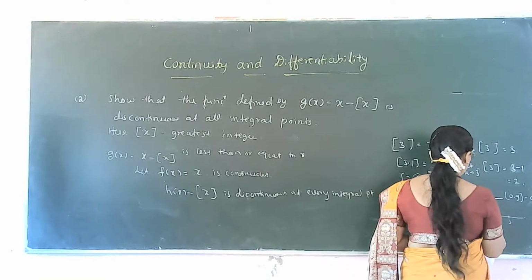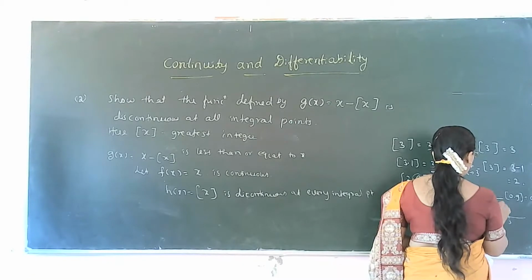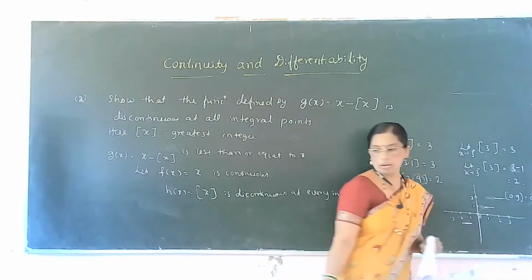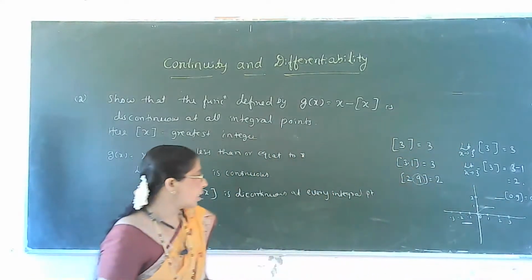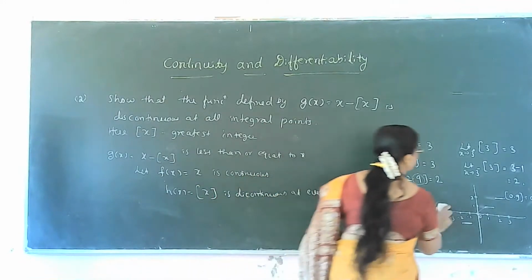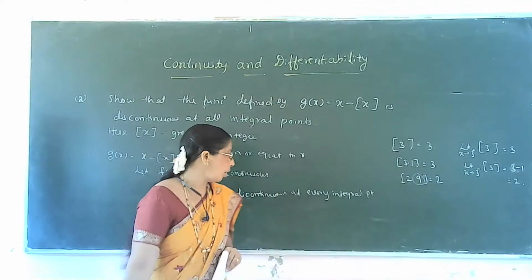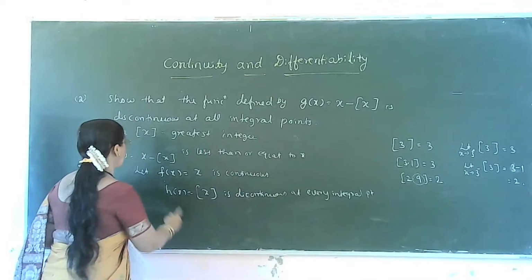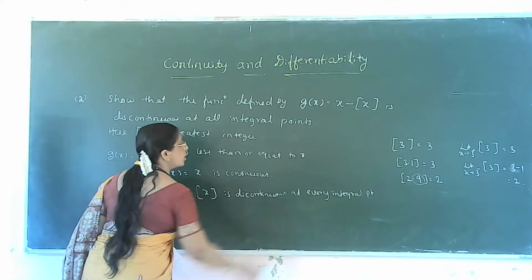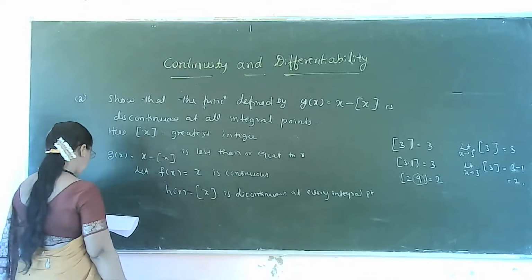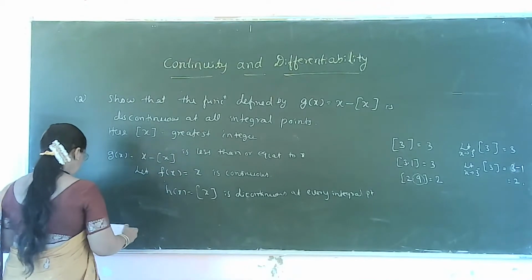Here we can write that greatest integer functions are not continuous functions. Greatest integer functions are not continuous functions. Therefore, h of x, the greatest integer function, is discontinuous at every integral point.